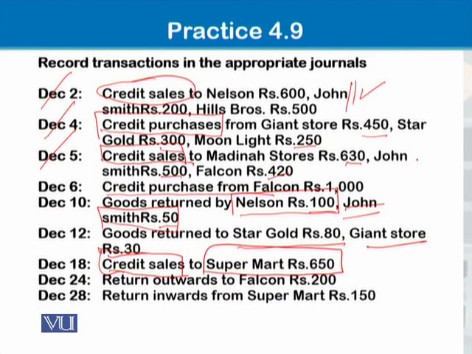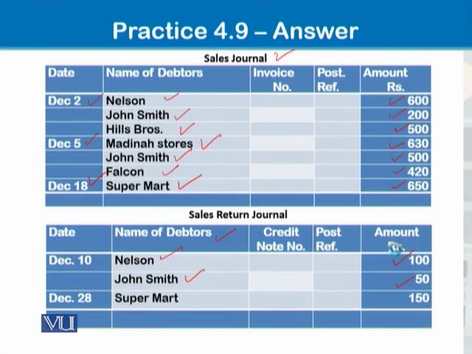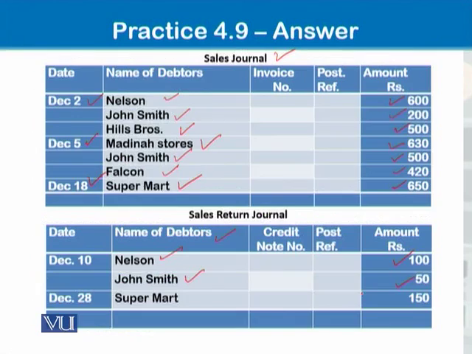Okay. Well, now comes on December 24, returns outward. Return outward means we are returning to Falcon. So it is purchases return. Falcon, 24 December, 200. Okay. And return inward. We are receiving return from Supermart, 150. So in a way, this is sales return. So sales return in sales return journal, Supermart, 150.